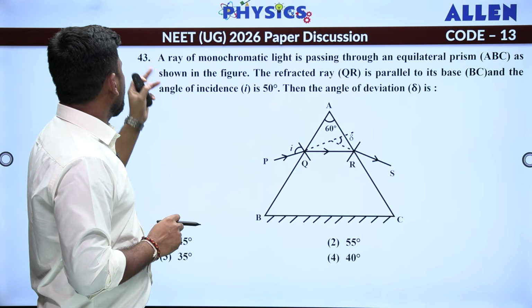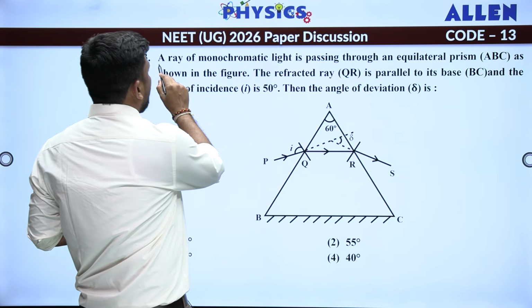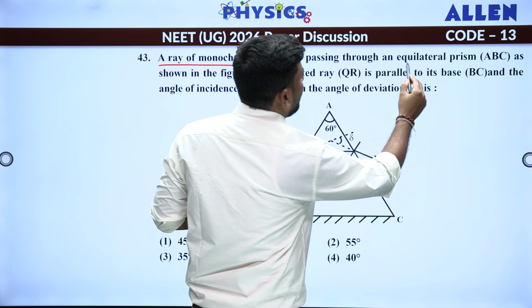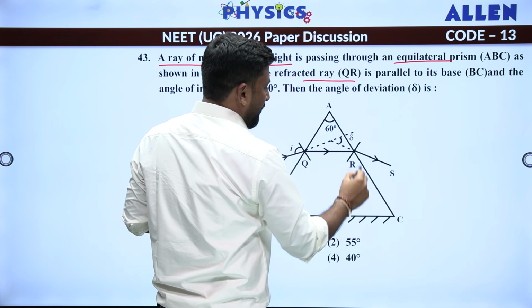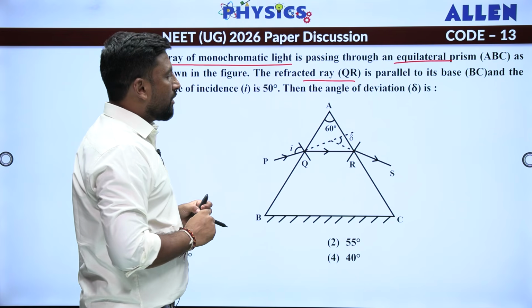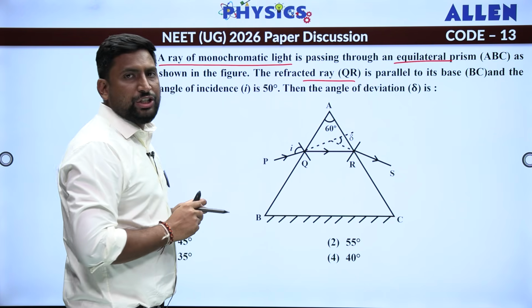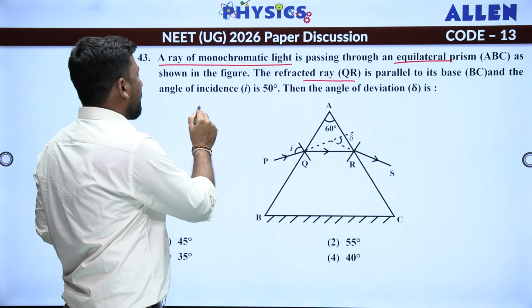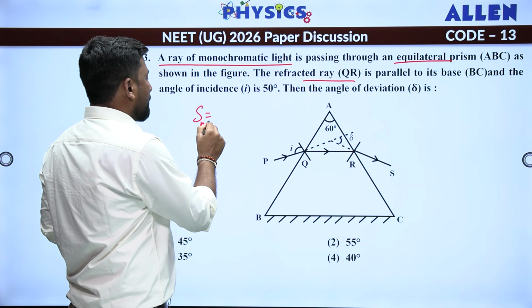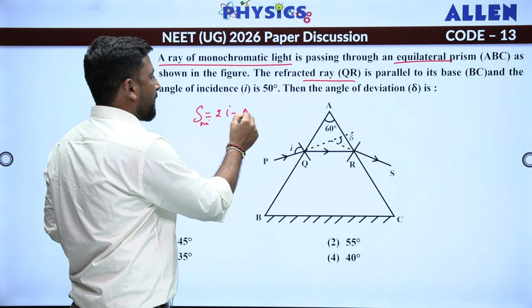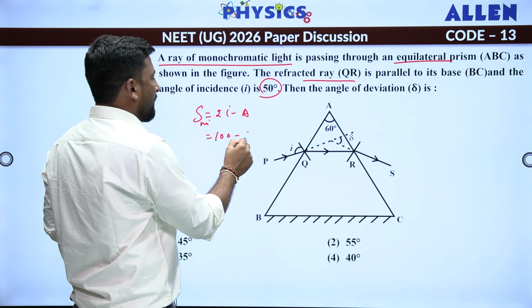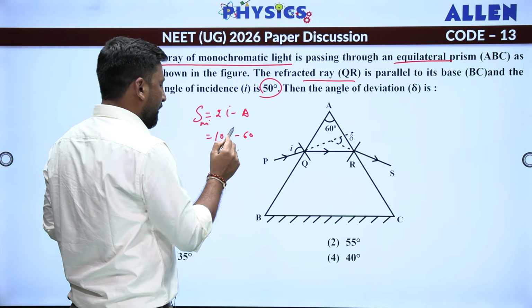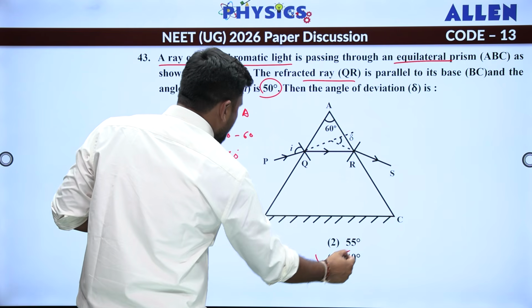Now let's move to question number 43. They are saying it is an equilateral prism, and they are saying that QR is parallel to the base. So if QR is parallel to the base, then we can get to know it is the condition of minimum deviation. And in minimum deviation, we know that delta minimum is equal to 2i minus A. i is already given to you, 50. So that is 100 minus 60. It will be 40 degree. So the answer is the fourth one, which is 40 degree.